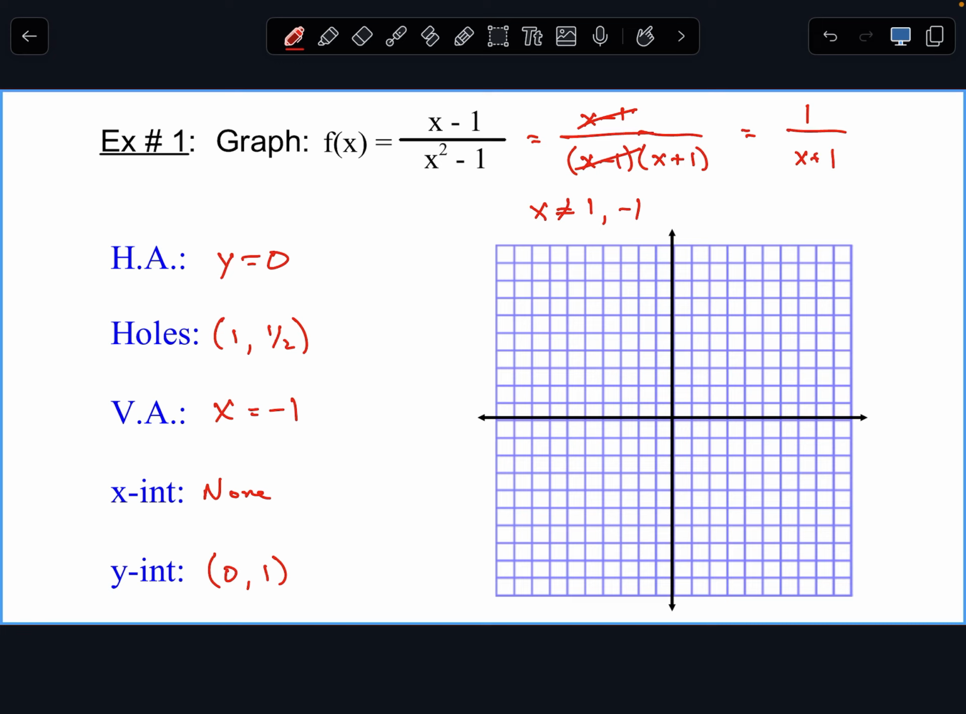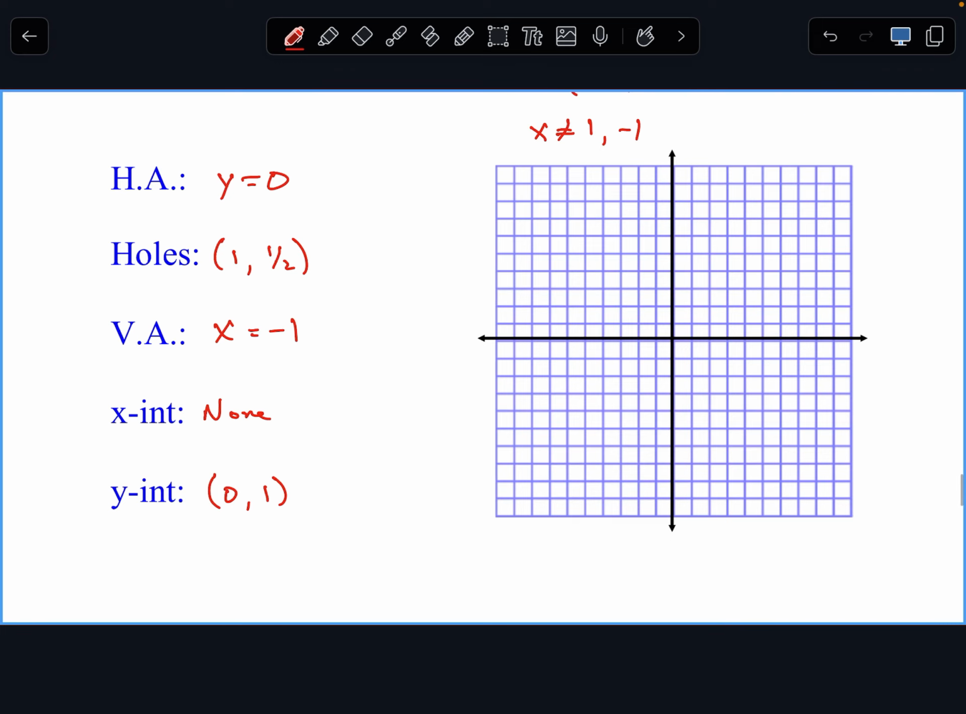Now graphing this, let's take the information and put it on a graph. y equals 0, horizontal asymptote right here at the x-axis. We have a hole in the graph. We've got the coordinates, so we can plot the open hole at the point 1, 1/2. So we'll put that about right there. Vertical asymptote at -1.